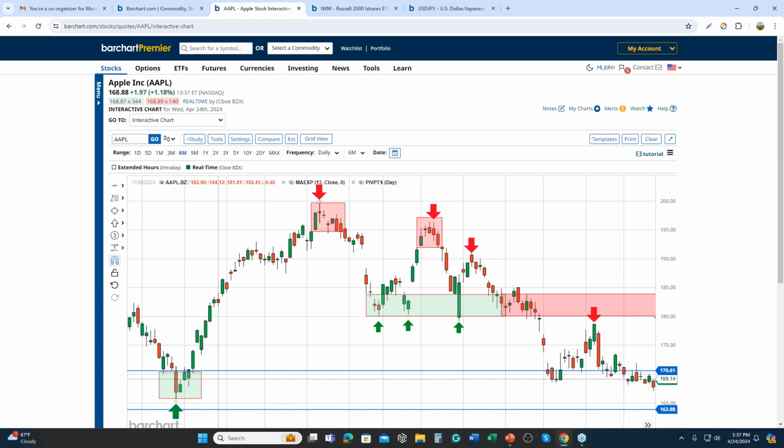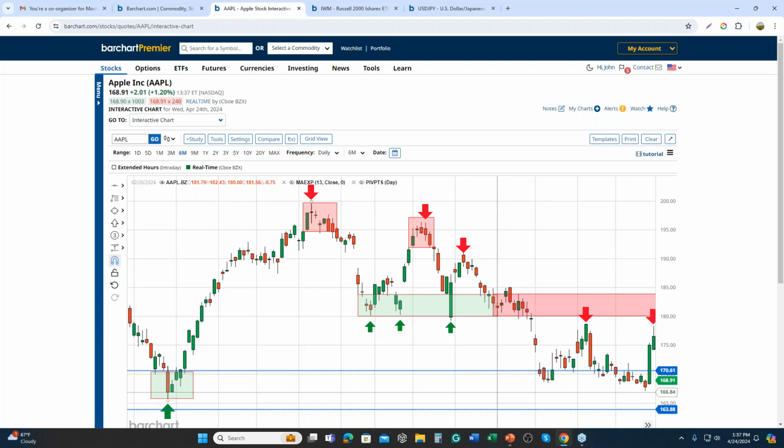All right, so the third type is our confirmational zone entries and exits, and this is where we wait for price to enter our zone and then exit our zone.